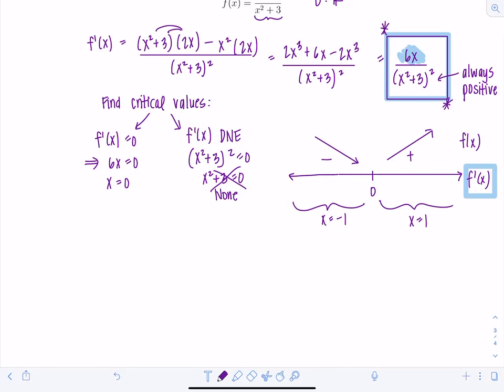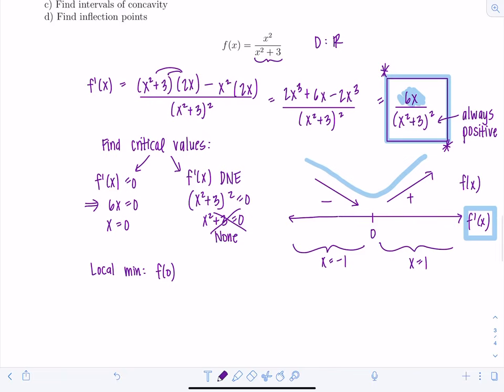Well, look at the graph. Look at what's happening. If my function f of x goes from decreasing to increasing, what does that mean happened at 0? Well, we have a local min. So we have a local min at f of 0. And let's go back to our original function and see what f of 0 would be. So I'm going to substitute in 0 for x here. So I'm just going to have 0 over 3, which is 0.